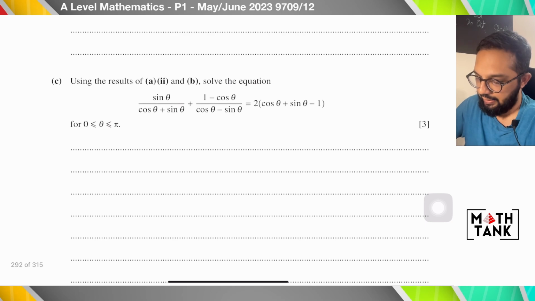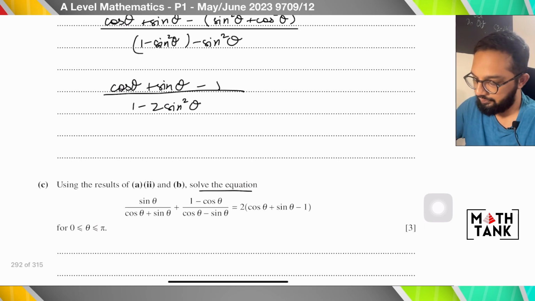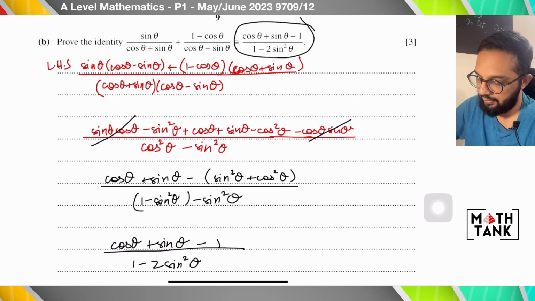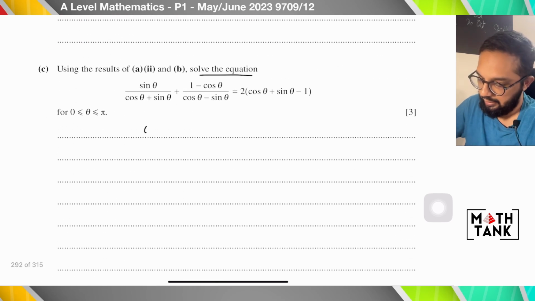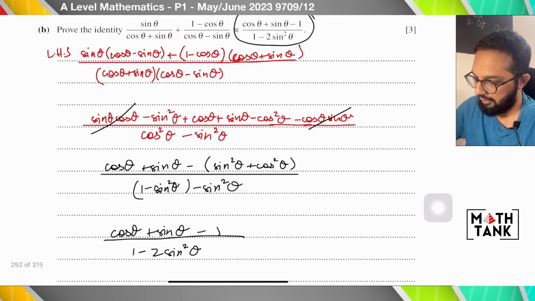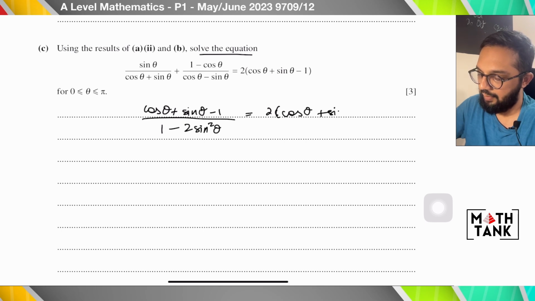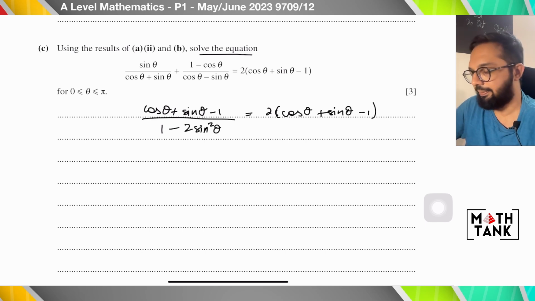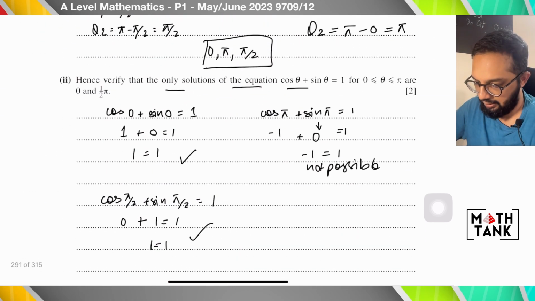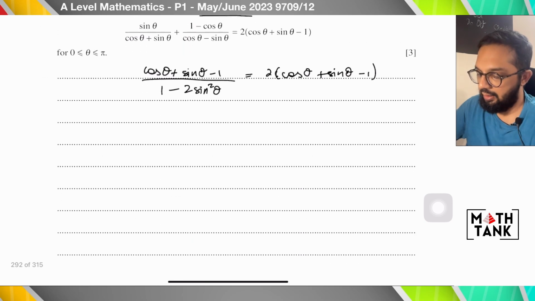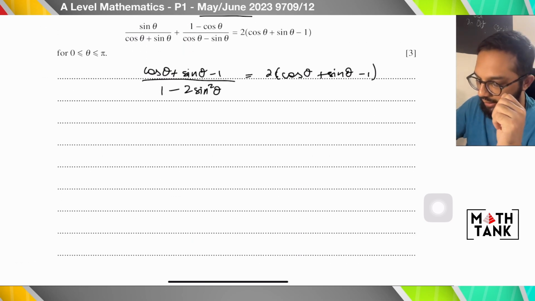It says using the results, solve the equation. Okay, so using the results, I can use this result and say that cos theta plus sine theta minus 1 or 1 minus 2 sine square theta should equal cos theta plus sine theta minus 1. Okay, is this question related to the previous one? Yes, it is. And that's what I see emerging from here.